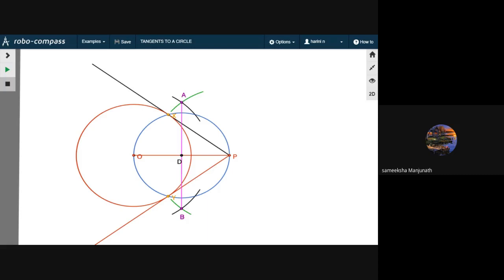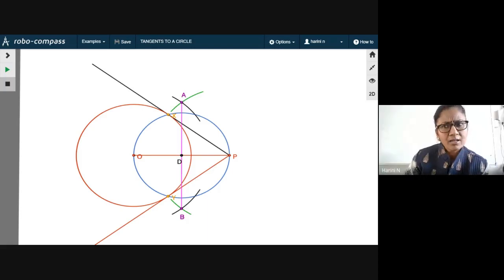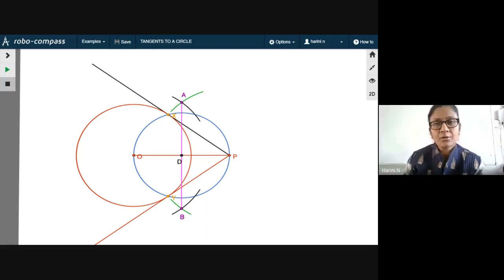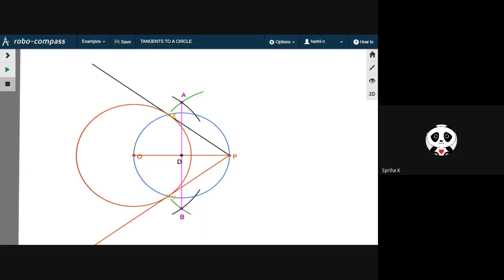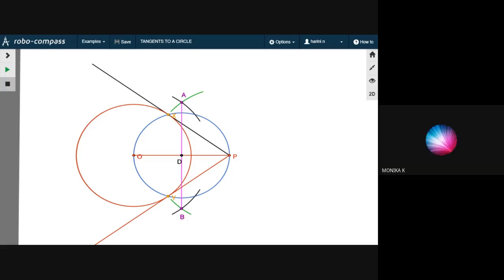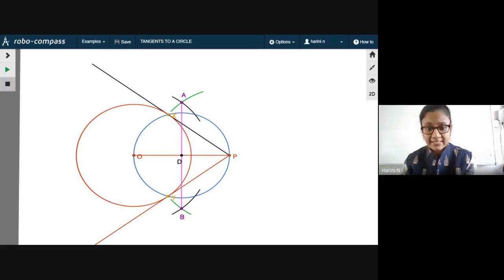Yes, ma'am. 8 centimeters. Yes, they should be equal. That is what was theorem 2 for us in circles. Tangents drawn from an external point to a circle are of equal length. So are you getting 8 centimeters each? Yes, ma'am. So write PX equals PY equals 8 centimeters. That's the last step you will write. Therefore, PX equals PY equals 8 centimeters.